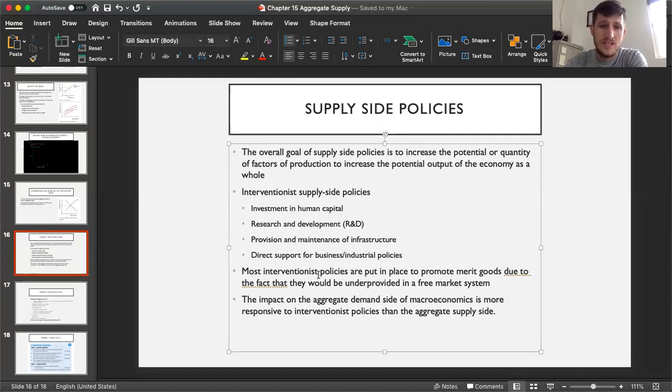And then you could also, it says direct support, what's also called direct provision, which is just directly providing something to a particular business. Most of the time, these interventions are done to provide or to promote merit goods. So things like promoting education or promoting technology, because these are going to be underprovided in a free market.